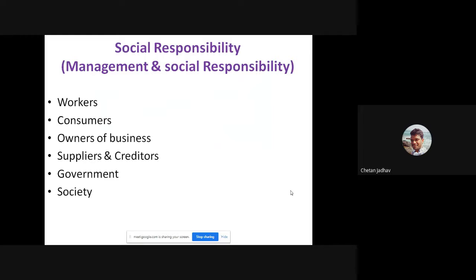Then, as we already saw in the last lecture, we have some social responsibility as per the management and top level manager, as well as the worker. So workers, consumers, owners of the business, suppliers and creditors, government, society. These are some important parameters where we can do some social work. Okay, so we have to take care at the time of making any product. We have to take care of the environment also. We should keep that in mind and do some social work.